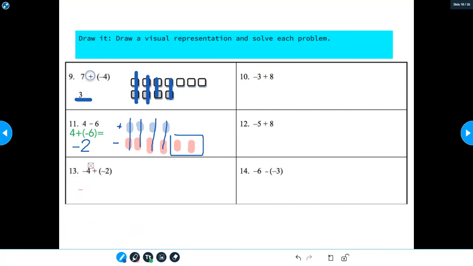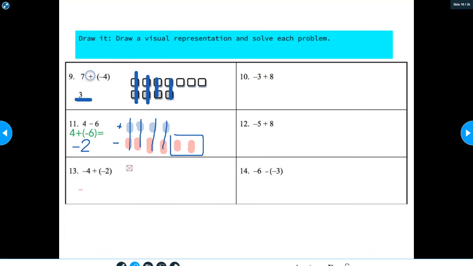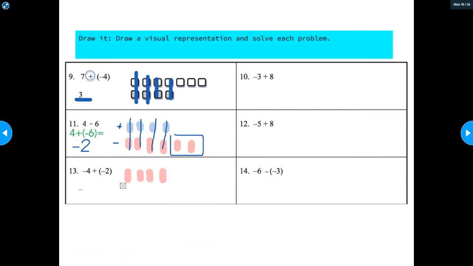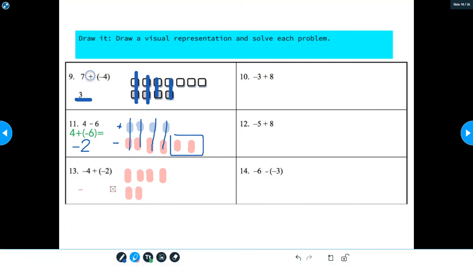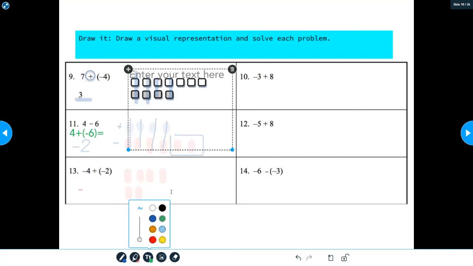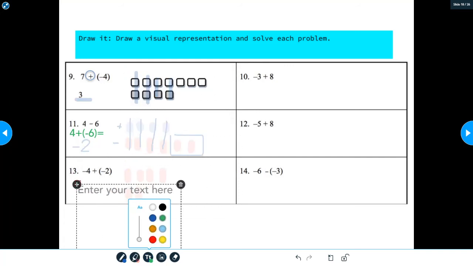But I'm looking at that one. I have a negative 4 plus a negative 2. Yay, it's a plus, so I can just keep it. So I'm going to use the red for my negatives. I'm going to go 1, 2, 3, 4, and then it said plus 2 negatives, so 1, 2. Oh, so I'm just adding more negatives. So now I have all these negatives. I'm adding them together, so I really have a bunch of negatives. 4 plus 2 more negatives makes 6 negatives, so this answer will be a negative 6.